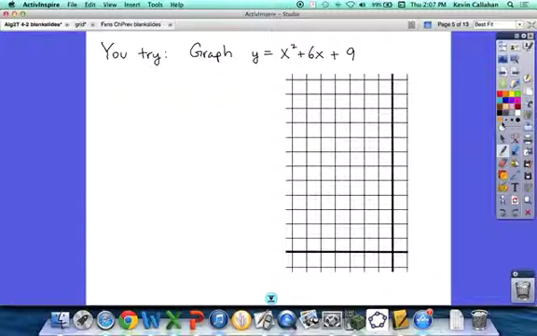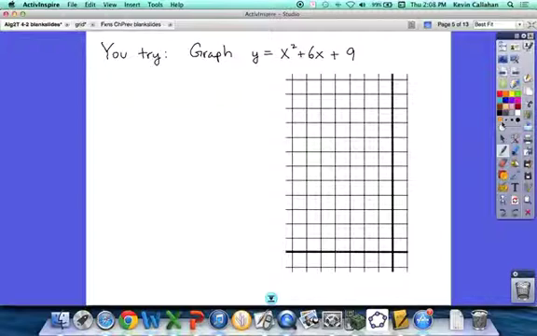And Morgan? So far, so good. Right? So after you get the vertex, then you probably want to say to yourself, is it opening up or down? Okay. Looks right.